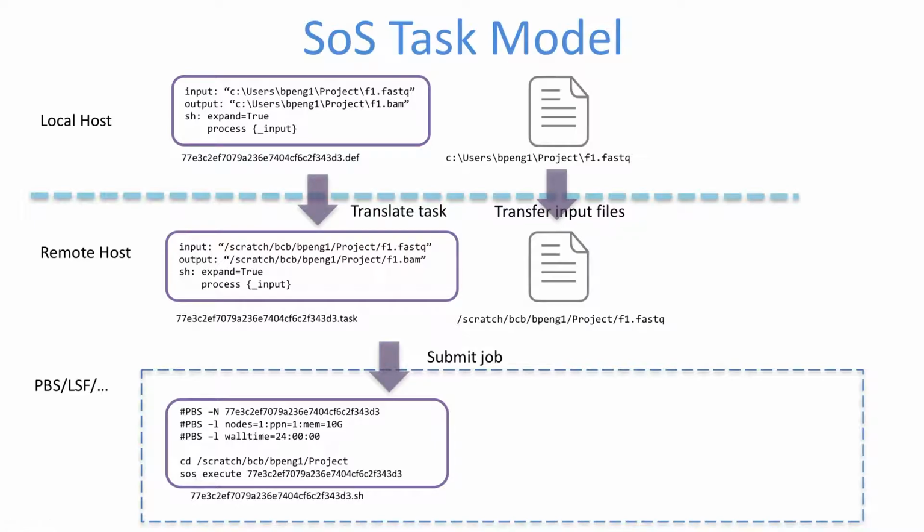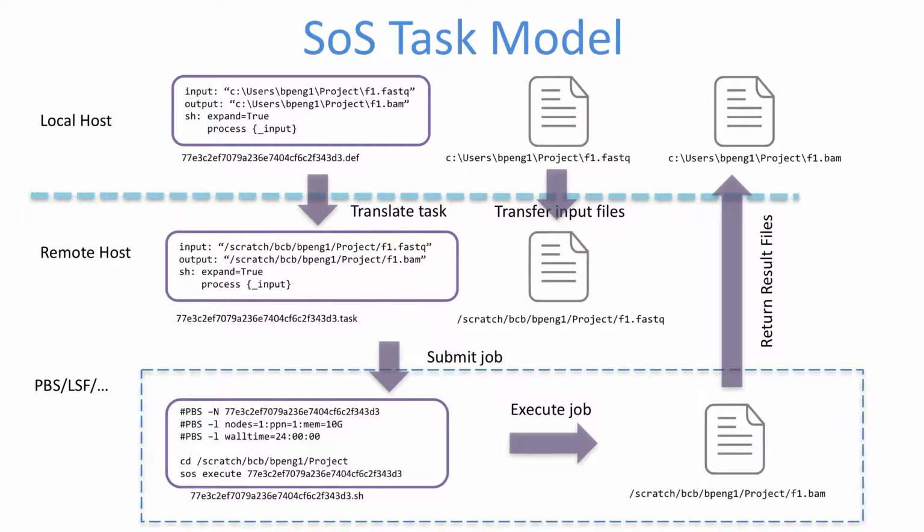Then, after the task is sent to the PBS system, it will be executed after a day or two, and then the job will be completed, and then SoS will just copy the results back to your local host. Actually, the copy part, transferring input to the remote host and returning result files to the local host, are optional, so that you can create remote only tasks. That's another feature, but basically you can copy files around, or you can just run things purely on the remote host. So let's just see how this works in reality.